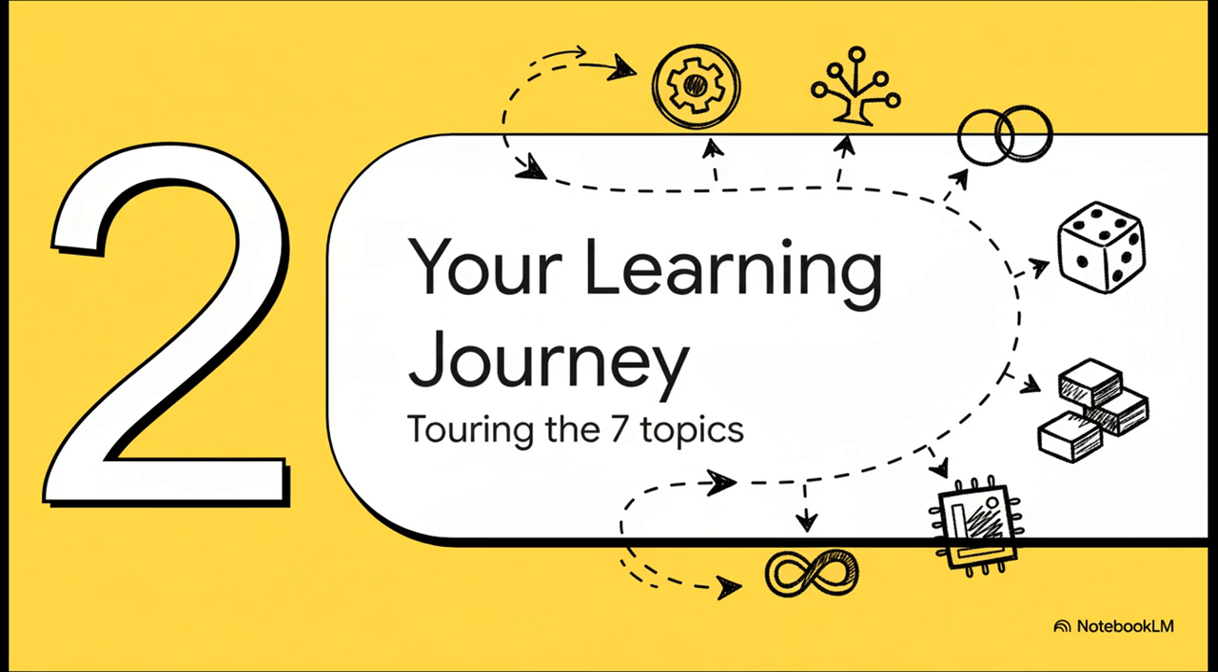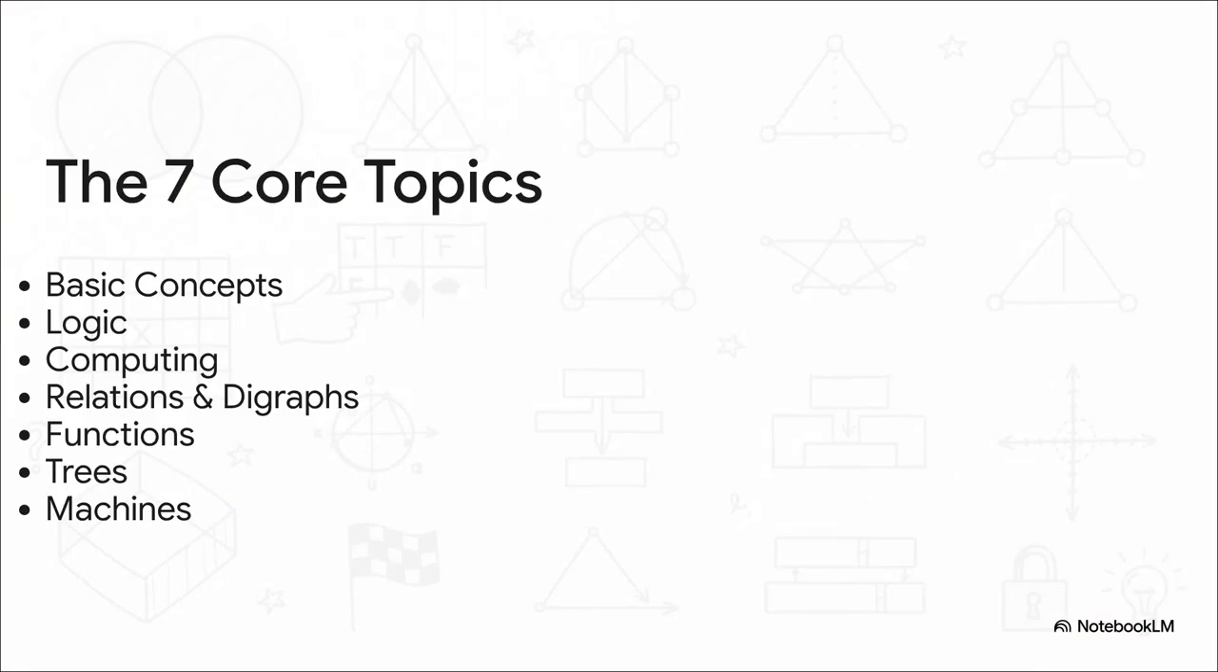So how do all these pieces fit together? Well, that brings us to Section 2, your learning journey. Let's take a quick tour through the 7 major topics that make up the heart and soul of this course. And here they are. You can see the progression right away, can't you? It all starts with the basic concepts, and then uses those to build up your understanding of logic and computing. From there, it gets into how all these things interact through relations and functions, before applying it all to structures like trees, and finally to abstract machines. It's a really logical climb, one step at a time.